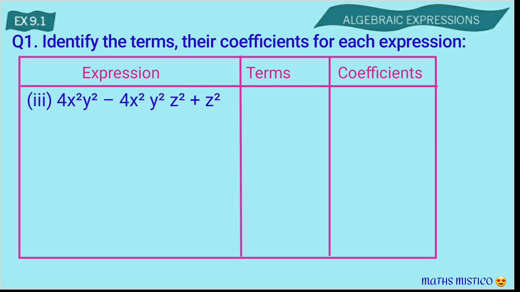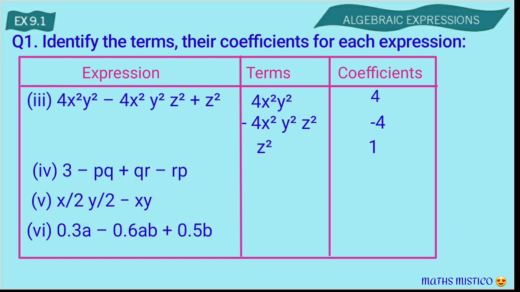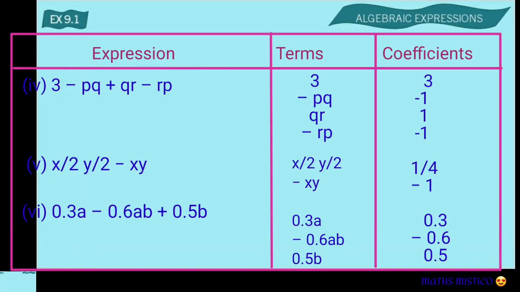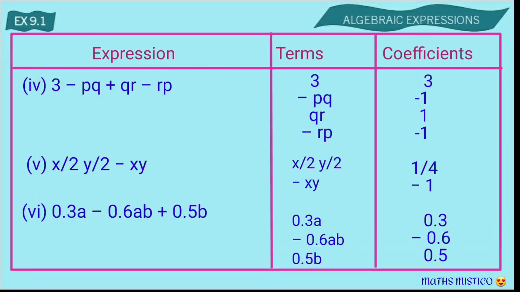Third one is 4x square y square minus 4x square y square z square plus z square. So it has three terms. Coefficient of 4x square y square is 4. That of the second one is minus 4, and coefficient of z square is 1, as the number in this term is 1. So now you can try the remaining three parts. Could you solve them? You can match the answers with these and drop a question if you don't understand any part.